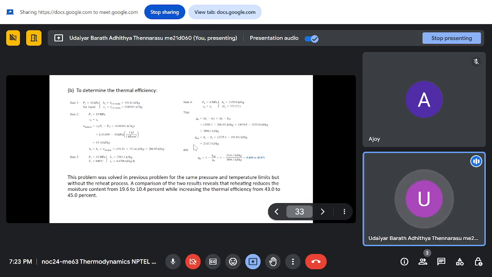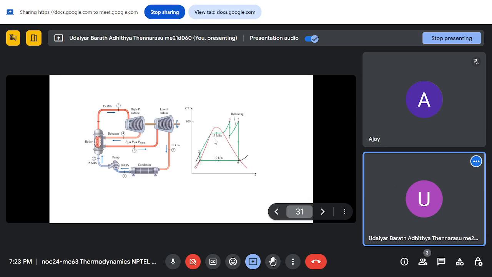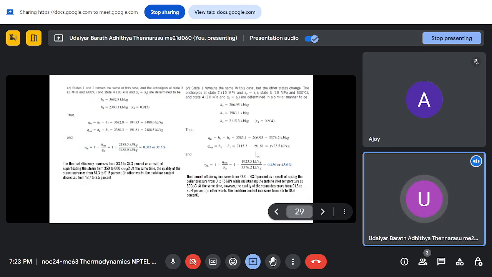So substituting the value, we'll find out heat rejection is 214.43. If you substitute in your efficiency formula, W by Q, it will come out to be 45%. Previously we saw that increasing to 15 megapascal and expanding, your efficiency was 43%.